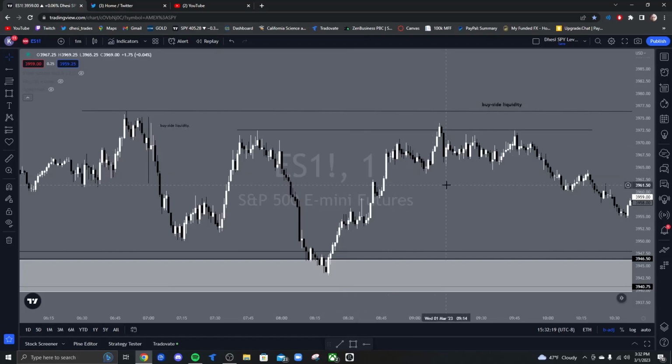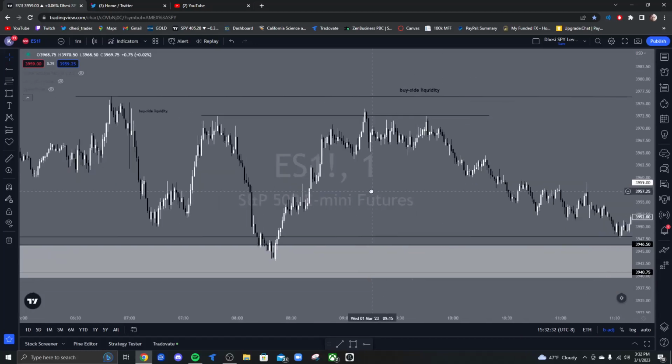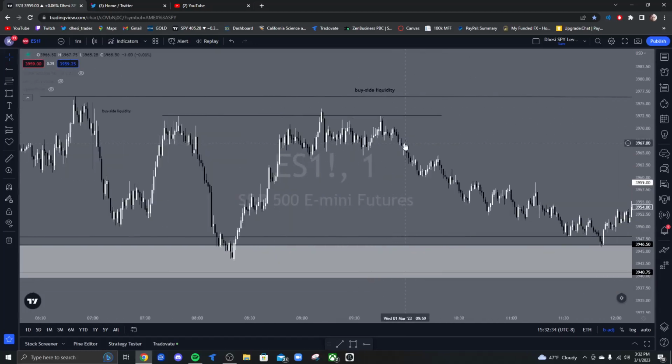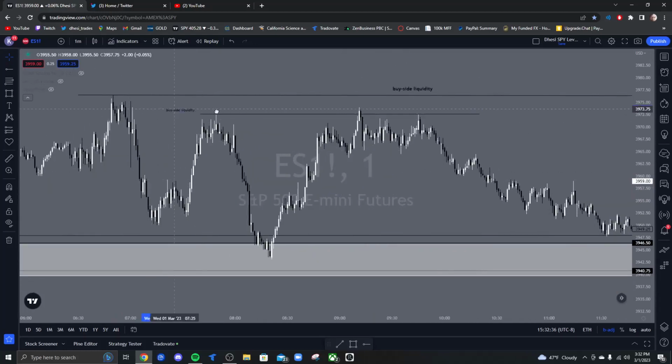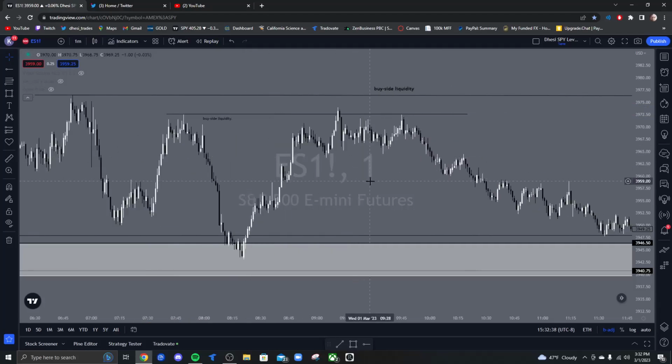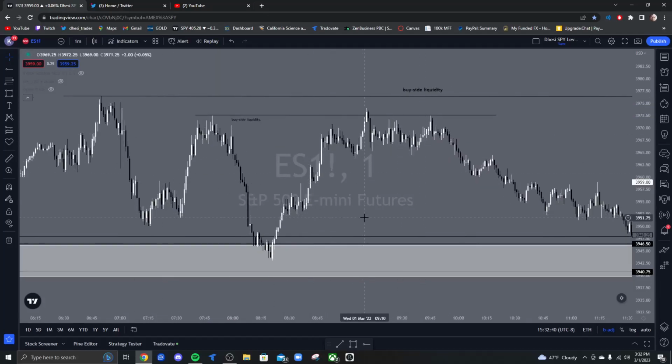And now I want to talk about what I would do if I wasn't comfortable taking this because there was no retest. I'll show you guys my bias on what it remained and why it remained. So even when we got really high, right, we took out this buy side liquidity here. However, the main target for me was this 39.76 area.